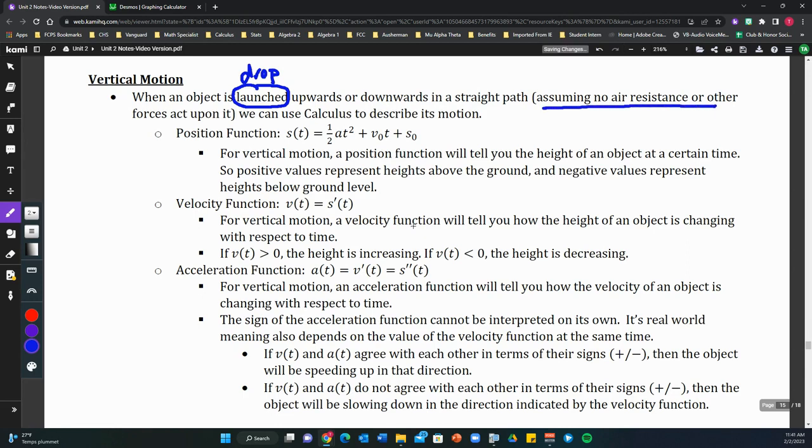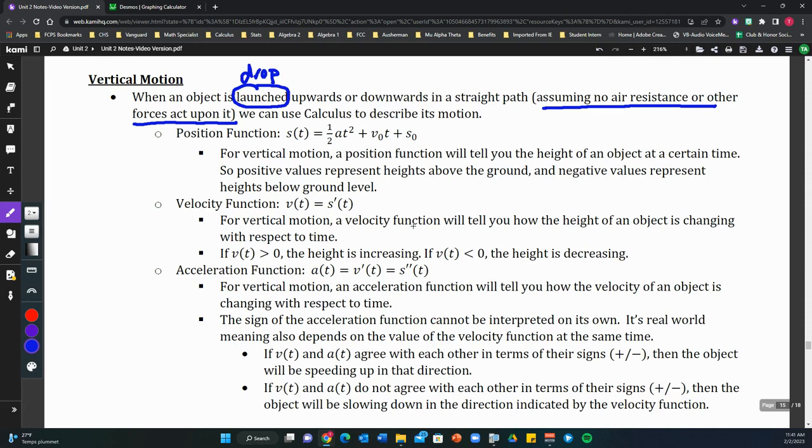So when we talk about other forces in physics, again, these equations may change slightly, but what we are doing here is we're ignoring all those extra things. So when all of that criteria is met, we can use calculus to describe that motion. So for vertical motion, this is our position function. Every object has this general form. It's read as s of t equals 1/2 a t squared plus v naught t plus s naught.